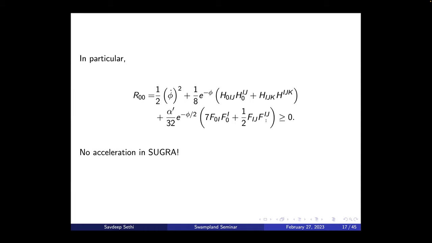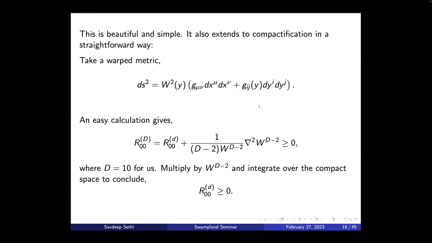It's a little more involved to show this, including R-squared terms, but it again turns out to be true. It's very beautiful and simple in 10 dimensions, but that 10-dimensional argument also extends to compactification. If you take a metric that's warped, some space-time metric plus an internal space depending on y with a warp factor, then it's easy to show the lower dimensional R00 inherits the same positivity property as the 10-dimensional one, as long as this warp factor is reasonable, meaning it doesn't have singularities and things that we don't really know how to control. So as long as this is a nice compactification, R00 in lower dimensions also obeys SEC, or the stress energy obeys SEC.